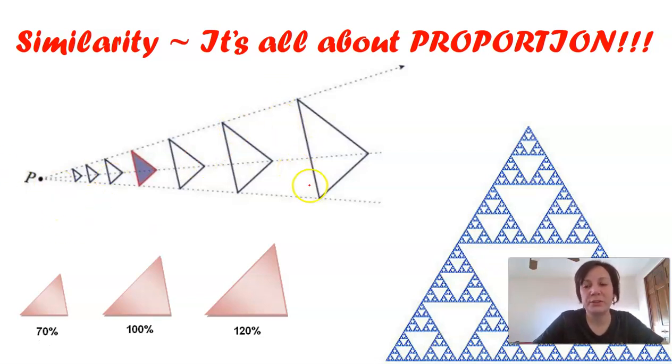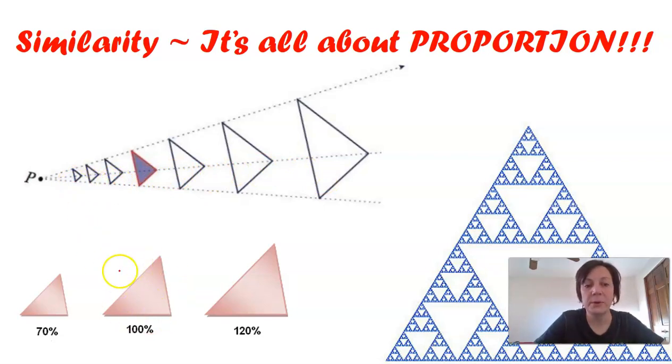So similarity just means that two or more shapes are proportional. In other words, they're scaled versions of each other. So all of these triangles here on this page are proportional. You'll notice this one that's shaded is kind of like the original. And if you follow out this way, it's the same triangle, it's just getting bigger. And if you follow back this way, it's the same triangle, it's just getting smaller.